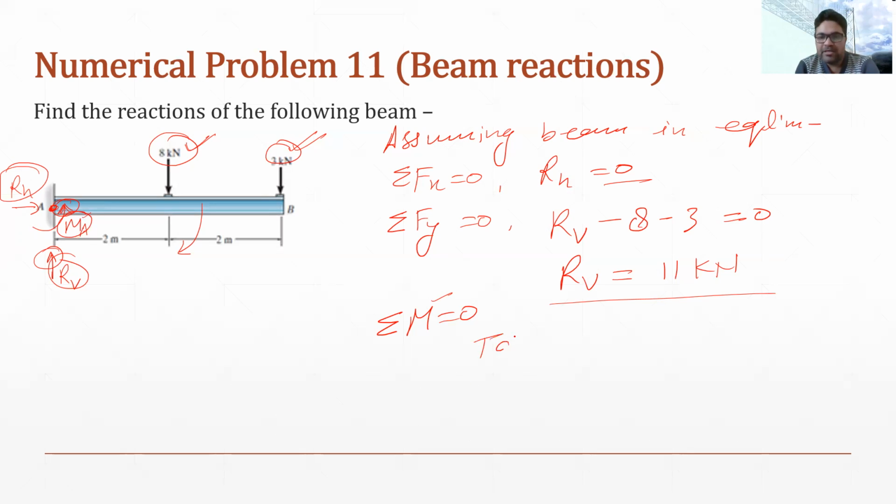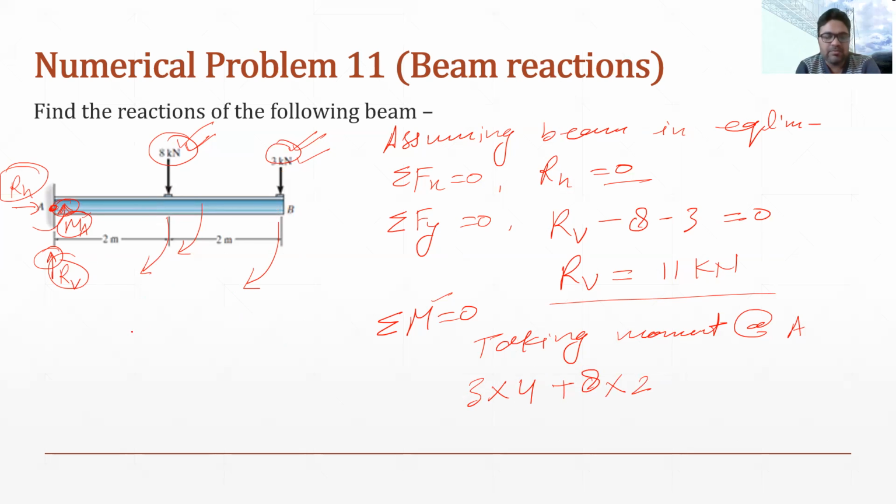Now I will be taking moment at A, and we will consider the moment of all the forces. First this force, this is 3 kilonewton, and it is rotating about point A like this, which is clockwise. So 3 into the perpendicular distance. The perpendicular distance is between B and A, which is 4 meter. Similarly, the moment due to this force will again be rotating clockwise, so plus 8 kilonewton multiplied by 2.